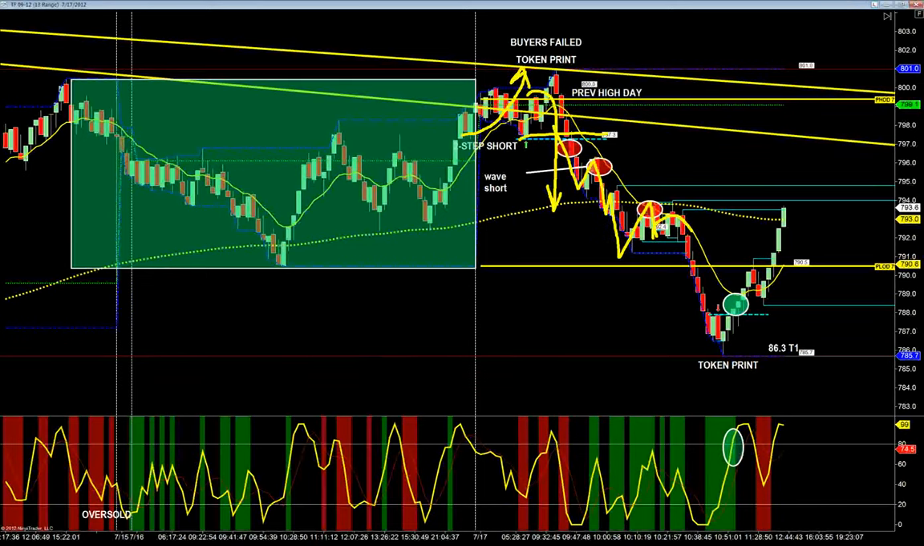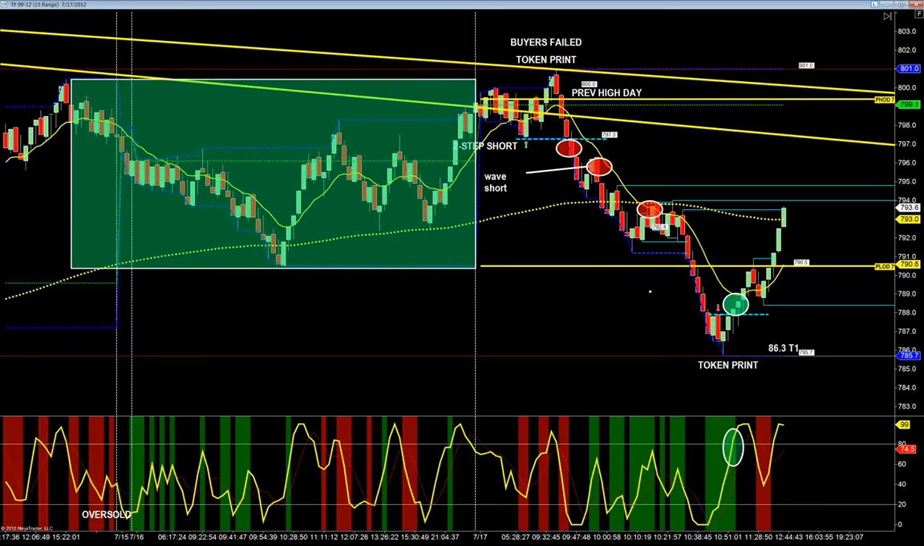The big monster winner, as you can see, just kept falling and didn't even give us a chance to get back into it. That's what I mean when I say we could have easily made a couple $1,000s more if the Russell would have simply given us those wave patterns to keep getting into it below the previous low of day. So we got short on the Russell when we saw the token print. Now back up for a second.